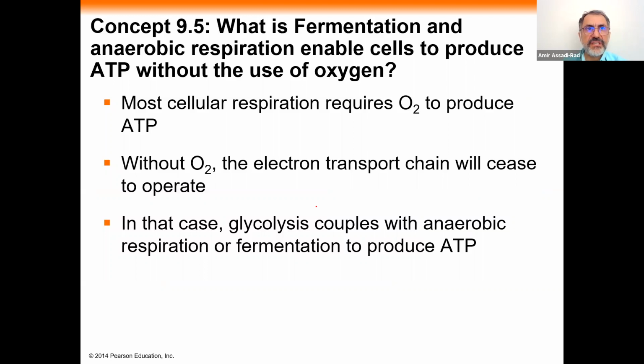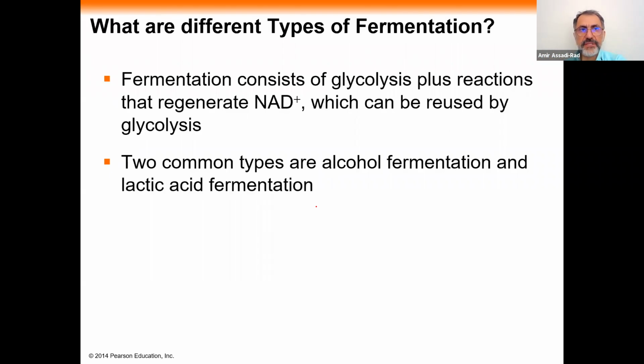What is fermentation? Let's talk about anaerobic respiration that the cells do. Most cellular respiration requires O2 to produce ATP, and scientists believe fermentation is a primitive type of respiration. It was before aerobic respiration came. So anaerobic respiration was first, and then aerobic respiration. Glycolysis leads to anaerobic respiration, fermentation.